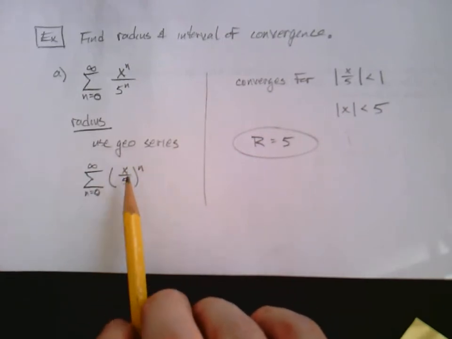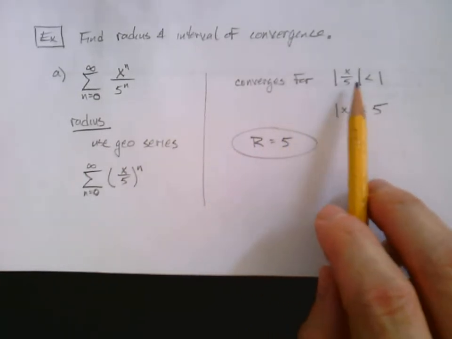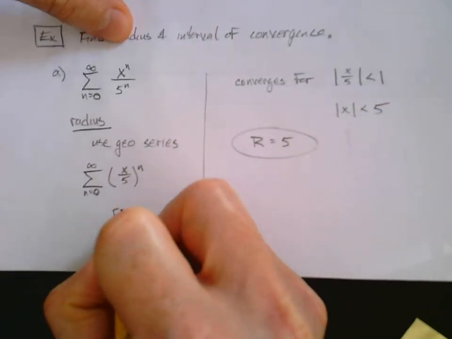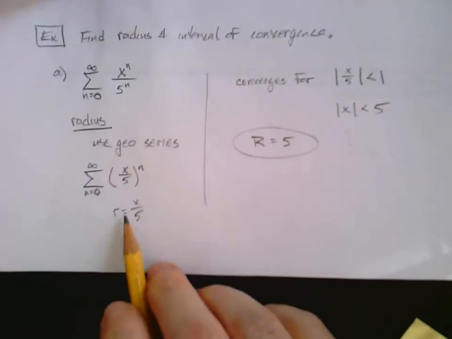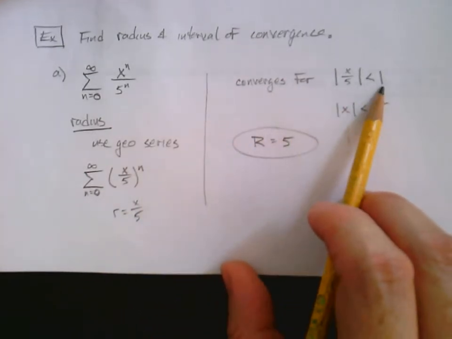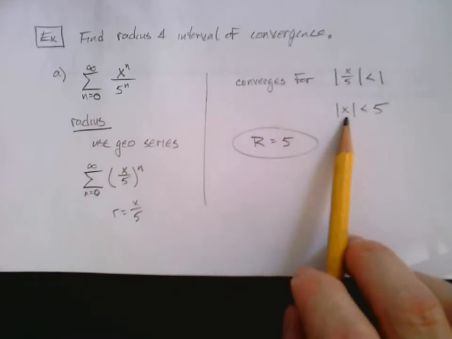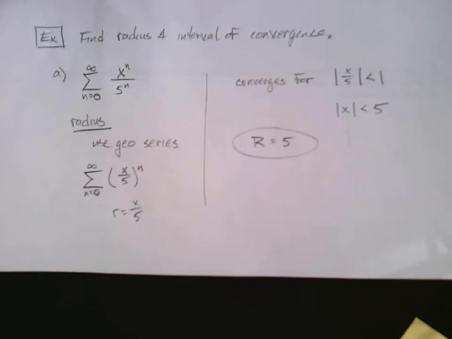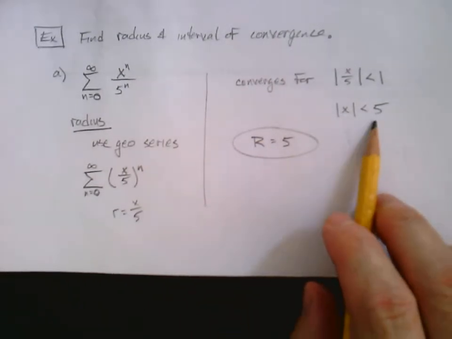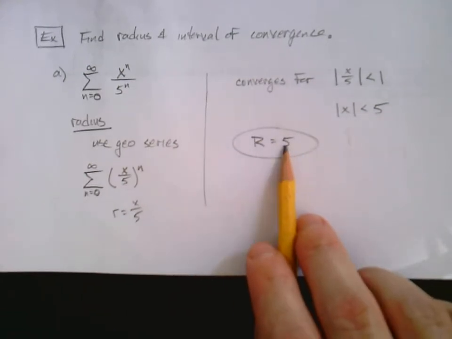Because I know for a geometric series, it converges when the absolute value of r is less than 1. So here, if my r is x over 5, then the absolute value of that must be less than 1 to converge. Here I can quickly isolate the absolute value of x. If I multiply that 5 over, the absolute value of x has to be less than 5. So right there, I can identify my radius of convergence as being 5.